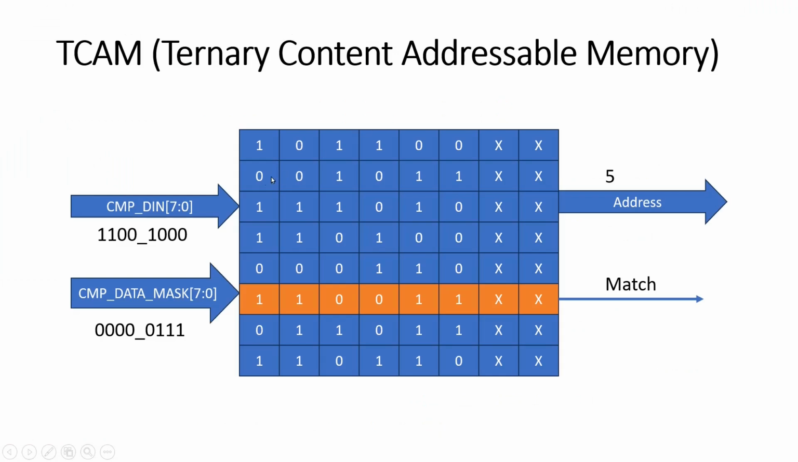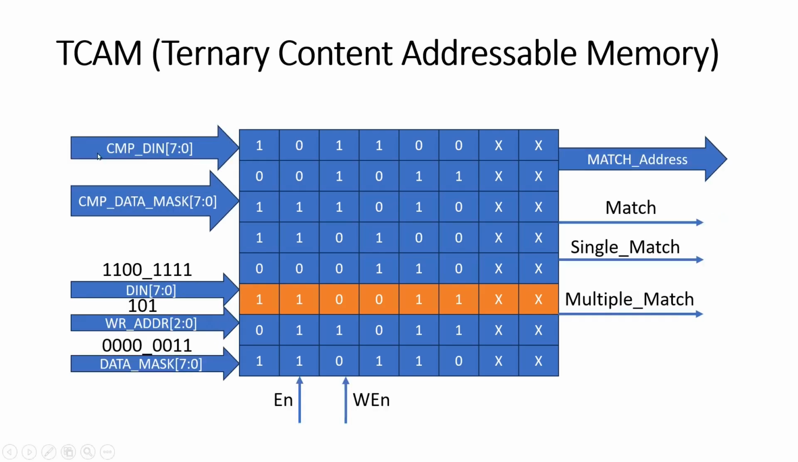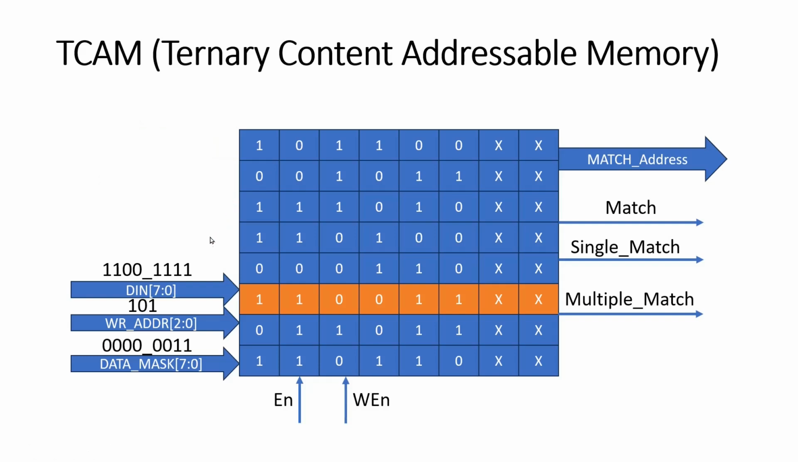Friends, in part 1 we discussed the compare data input bus and compare data mask bus in detail, and now let us see the remaining signals. As we already discussed CMP data input and CMP data mask, I am removing them for the time being. The remaining buses are data input, write address, and data mask. This interface is used to write data into the CAM memory, and we have already discussed all these signals in detail. But now I will show you practically how we write data into the CAM memory.